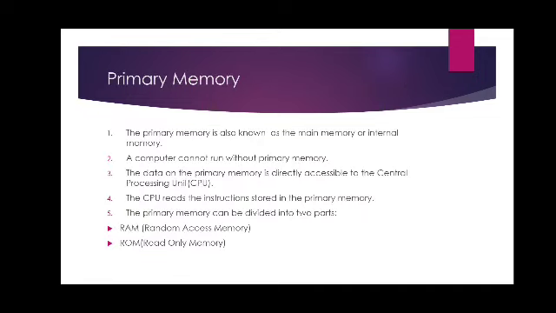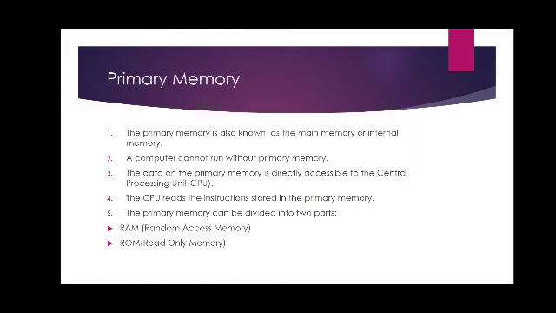First is primary memory. The primary memory is also known as main memory or internal memory. A computer cannot run without primary memory. The data on the primary memory is directly accessible to the central processing unit, that is CPU. The CPU reads the instructions stored in the primary memory. The primary memory can be divided into two parts: RAM, that is random access memory, and ROM, that is read only memory.